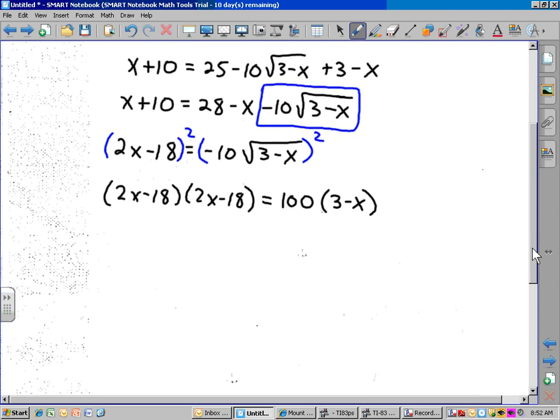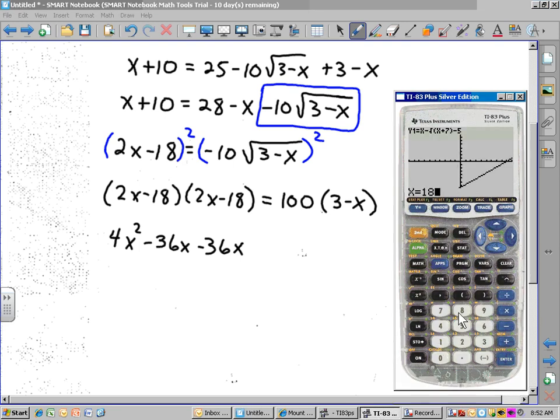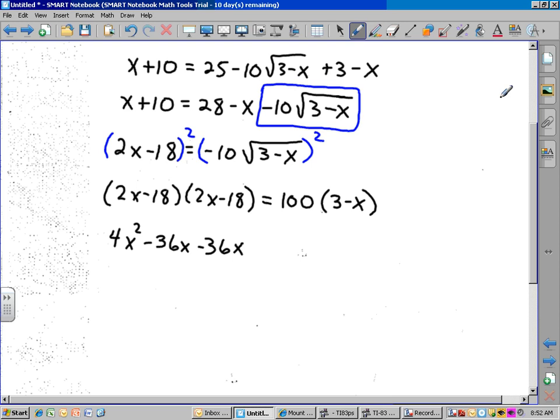Okay, on the left side, we'll FOIL. We get 4x squared minus 36x minus 36x, and 18 squared, sorry, I don't know it off the top of my head. Actually, I think it's 324. It is, good. Okay, so plus 324. And we can go ahead and distribute the 100, so 300 minus 100x. Okay, we'll combine like terms on the left side first. So 36 plus 36 is 72.